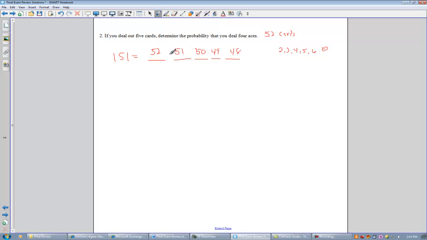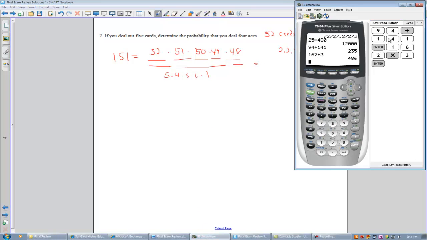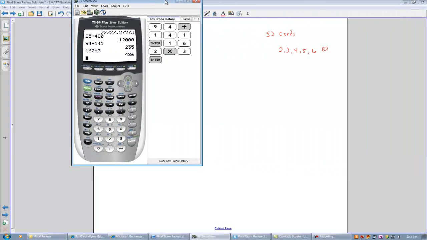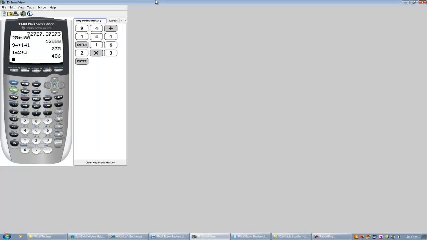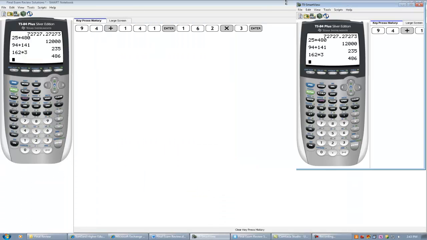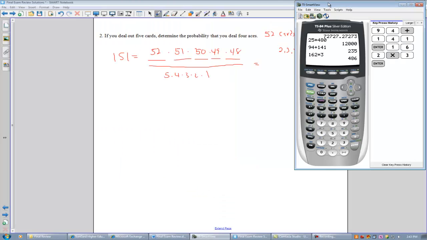So the idea is you do have 52 times 51 times 50 times 49, but then you have to divide out by the different ways there are to rearrange 5 things, which is 5 times 4 times 3 times 2 times 1. And if you do this on your calculator, it'll tell you what this is actually equal to.